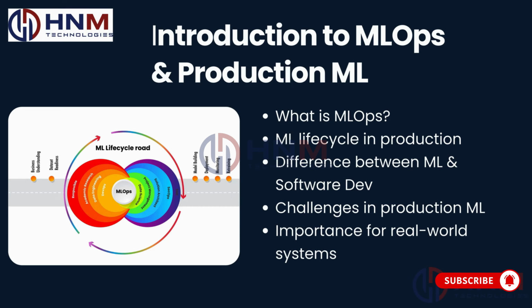Traditional software systems are deterministic. Given the same input, they always produce the same output. Machine learning systems are probabilistic. Their behavior can change as data evolves. This introduces new challenges such as model versioning, data drift, monitoring performance, retraining automation, and reproducibility.